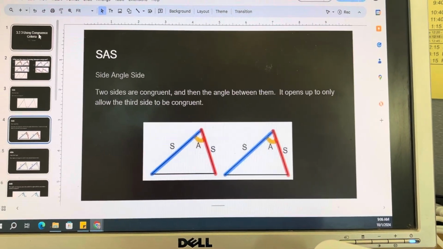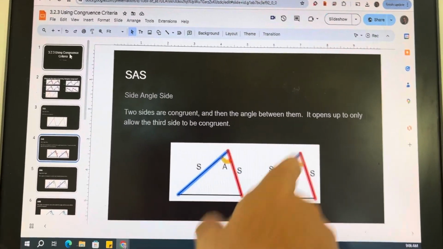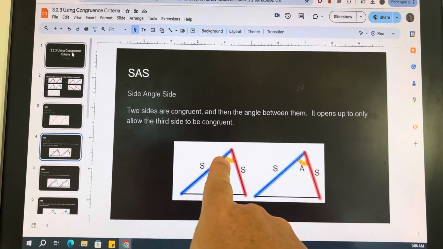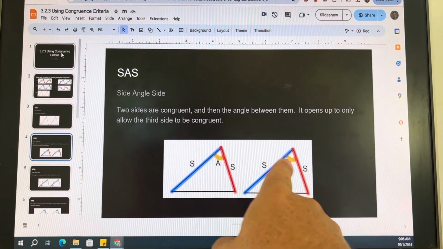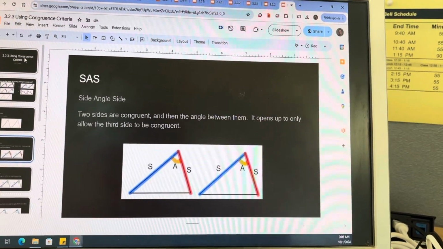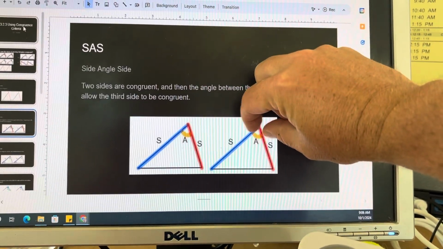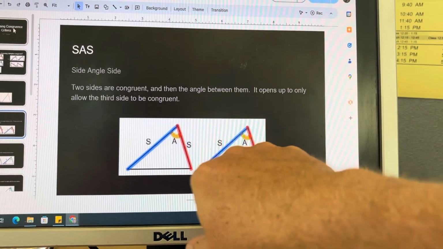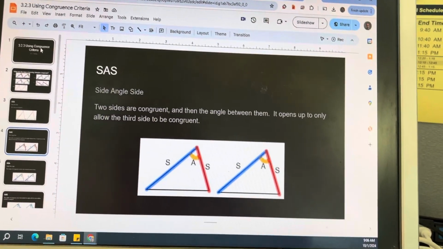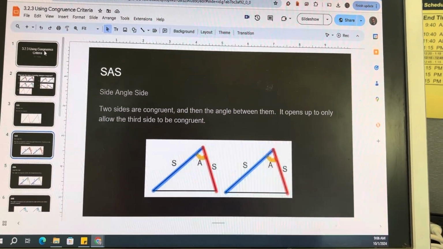The next one that we have is side, angle, side. We have two different sides that are congruent, this blue one, this red one here, and then the included angle. So this angle that's touching both of those sides is what makes this side, angle, side. It only opens up this much, and it opens up that exact amount, so it's going to make that third side congruent. It's going to be just like side, side, side. This is enough of a shortcut. These are enough pieces to say it's congruent.